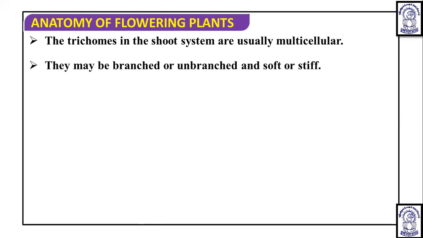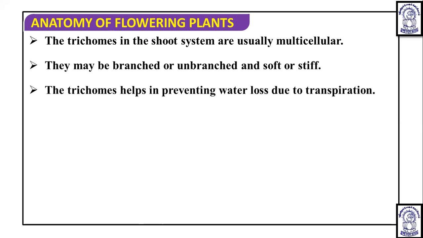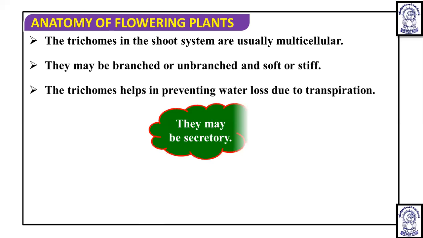Now, this multicellular stem hair or trichome can be seen as a branched or unbranched structure. They can be soft or stiff. Trichomes mainly help in preventing water loss due to transpiration. They may be secretory or non-secretory.